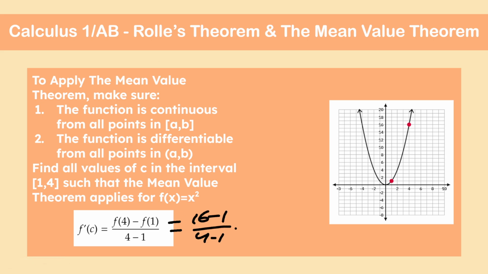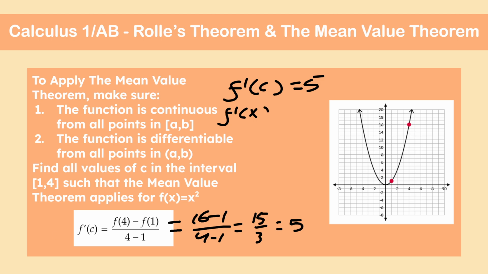4 minus 1. So now we have 15 over 3, and we get that the slope is equal to 5. So we want to find some value for c such that the derivative is equal to 5. So let's find f prime of x. F prime of x is just equal to 2x, because the derivative of x squared is 2x.